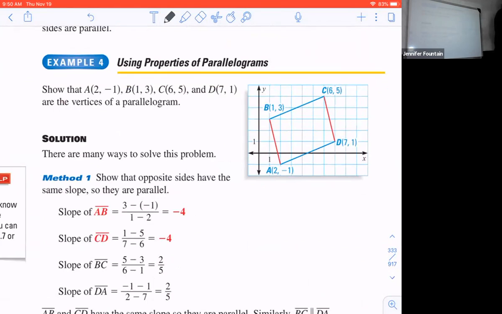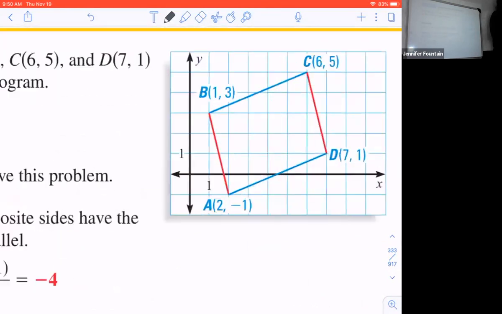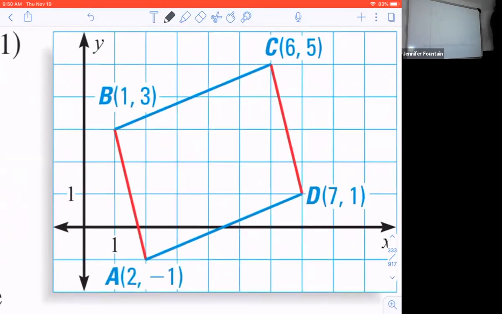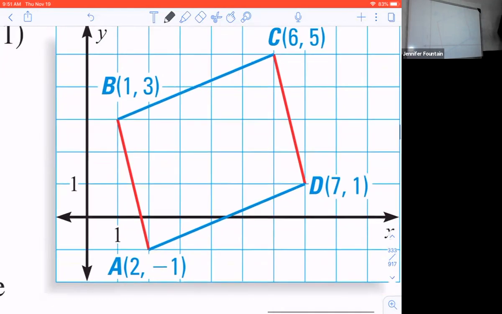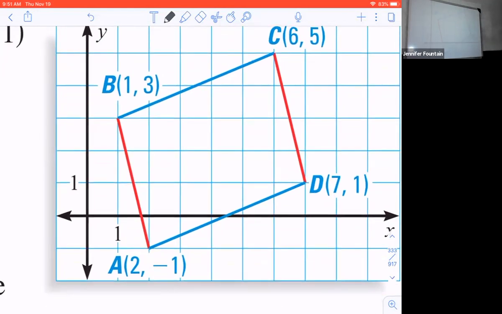Okay? So if I plot them on a graph, notice that there are 2 ways I can prove that my blue sides are congruent. What 2 ways could I use? I could do one of 2 things. What do we think about when we're using our graph and we're trying to find the length of a side?